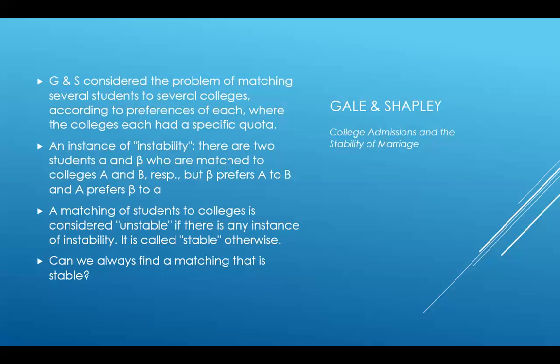But we have to understand what we're even talking about here. So what is instability? Okay, well, instability occurs if there are two students, alpha and beta. That's actually an alpha right there, believe it or not. Two students, alpha and beta, who are matched to colleges A and B, respectively. So alpha is matched to A, beta is matched to B, but the student beta would rather be with college A, okay? And college A actually prefers beta as well.